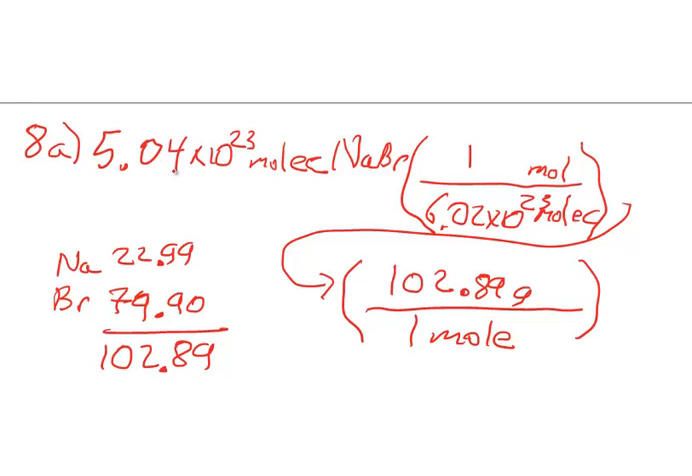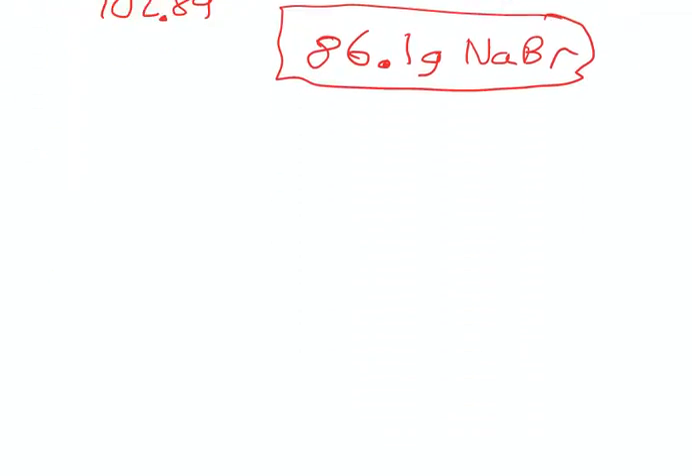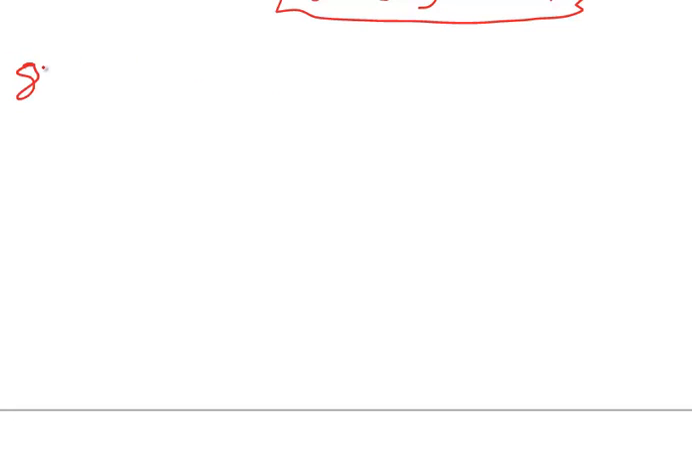So I take 5.04 times 10 to the 23rd. I divide by 6.02 times 10 to the 23rd. I multiply by 102.89. Round to 3 significant figures. I get 86.1 grams NaBr. If I look at 8b, in 8b, I have 1.13 times 10 to the 24th molecules of CH4.